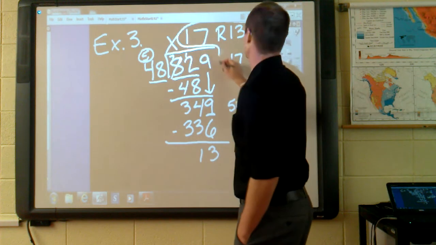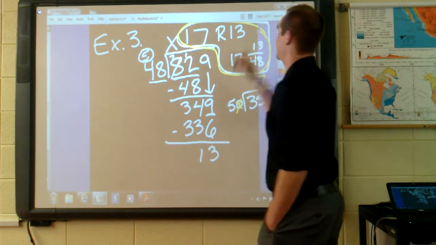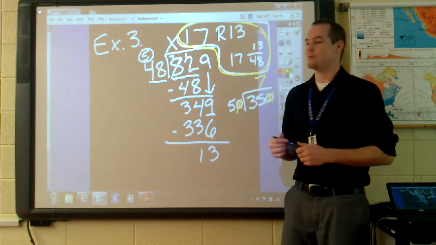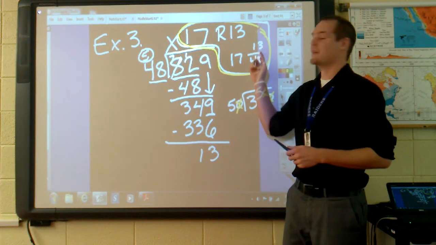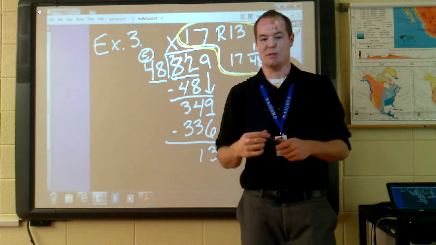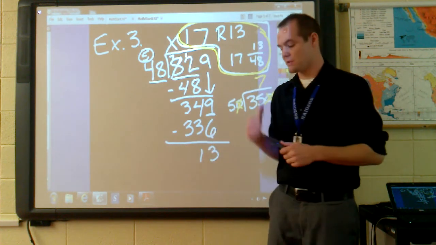Either answer is, of course, acceptable when doing division by two-digit numbers. Again, remember that if you divide by a two-digit number and you'd like to write your quotient as a mixed number, you don't have to reduce that fraction, but otherwise we are really working towards reducing our fractions.